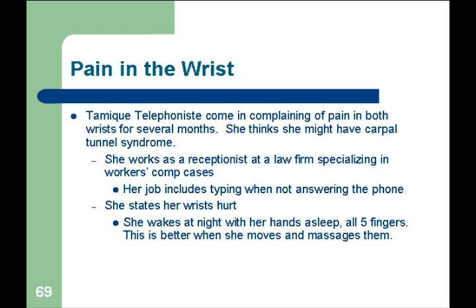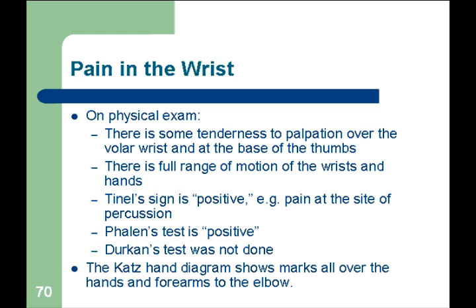She states her wrists hurt. She wakes up at night with her hands asleep, all five fingers. It's better when she moves and massages them. On physical exam, there's some tenderness to palpation over the volar wrist, that would be on the flexor crease side, and the base of the thumbs. There's full range of motion of the wrist and hands. Her Tinel is positive; in other words, she says it hurts when you tap there. Her Phalen is positive. Her Durkan's test was not done. Her hand diagram shows marks all over the hands and forearm, all the way up to the elbow.